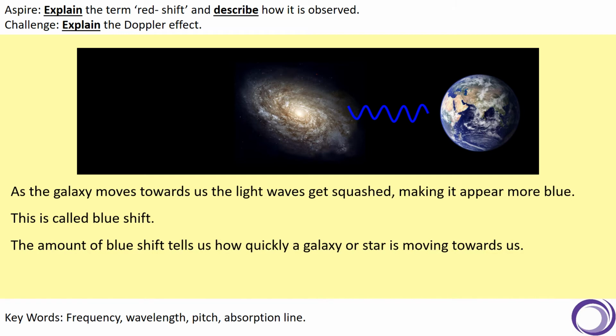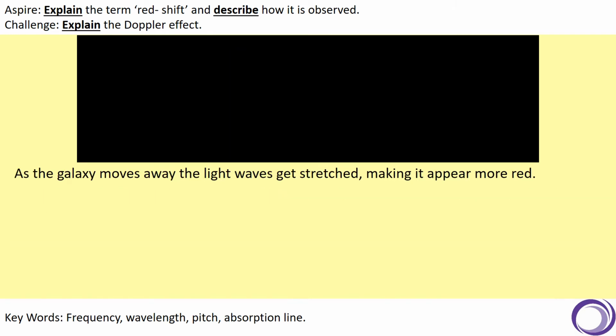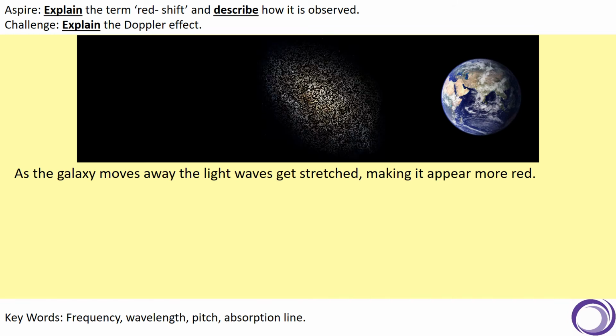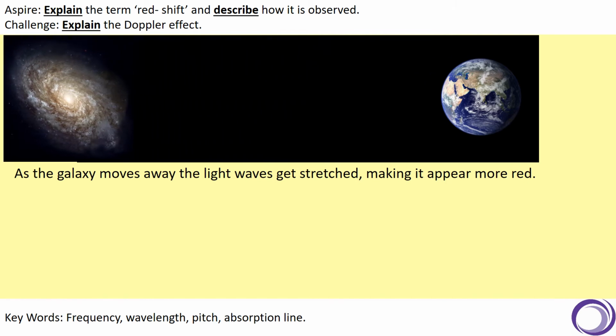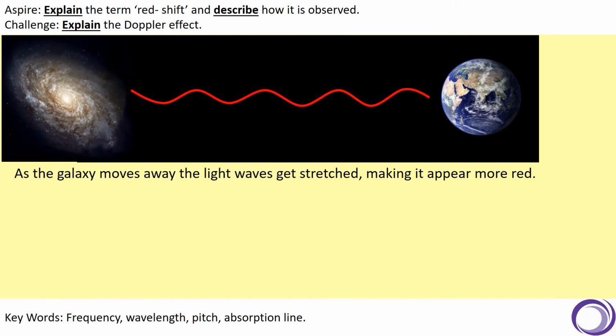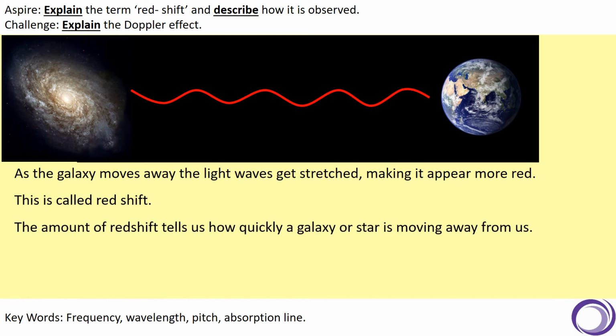The more blue shift it is, the more the light has moved towards the blue end of the spectrum, the faster that it's moving, the bigger the effect. And the opposite's true. If the galaxy moves away from us, the light is stretched, making it appear more red. Wave's bigger, moving towards the red end of the spectrum, so we call that red shift. Amount of red shift tells us how fast it's moving. The bigger that red shift is, the faster that it's moving away from us.